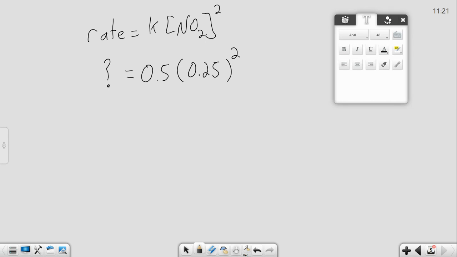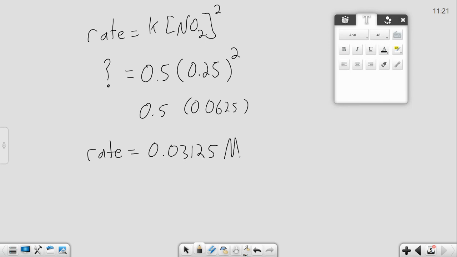0.5 times 0.25 squared gives me 0.5 times 0.0625. I need half of that. And so my rate is 0.03125. And the units for rate, luckily, always stay the same. It's your concentration change per second. Your moles per liter per second. So that was question 2. Nice.